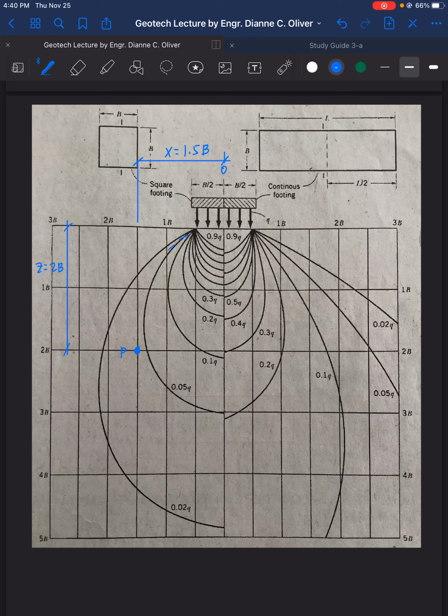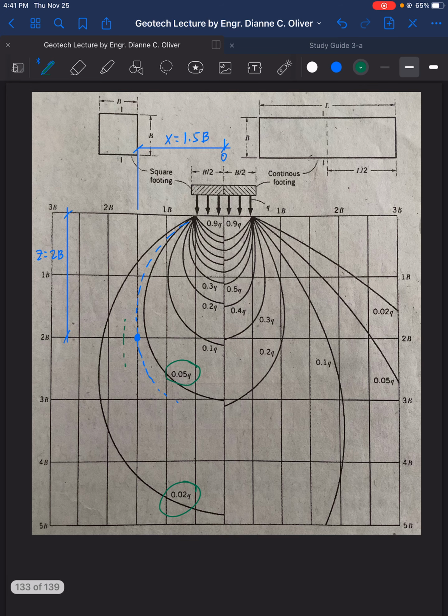And the question here is, how do we approximate getting this portion here? If this is point P, how do we get the approximate value? This is the 0.02Q curve. This is the 0.05Q curve. Let's locate the formula for the midpoint of 0.05 and 0.02.